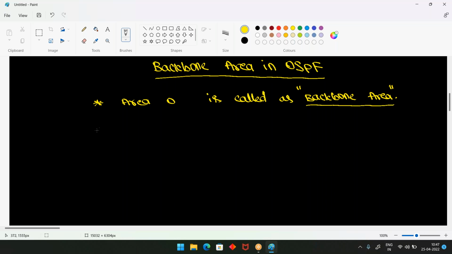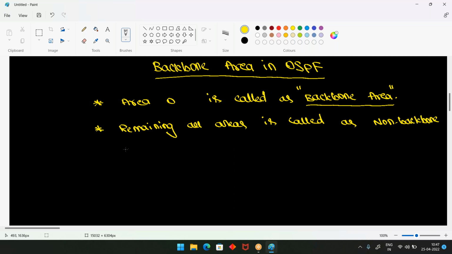Remaining all areas are called non-backbone areas, or you can say regular areas. Please note down this point.